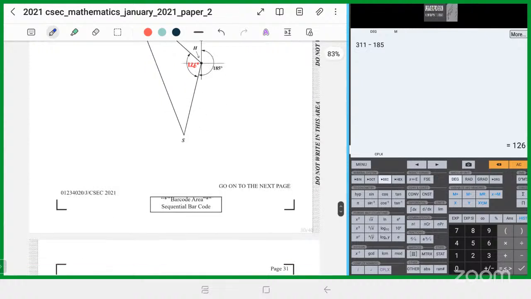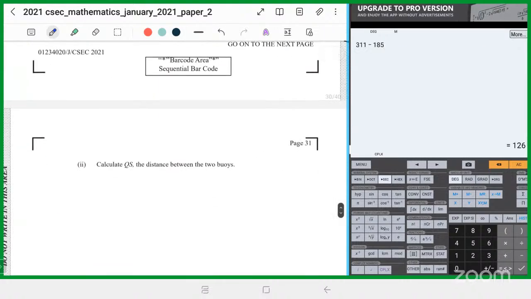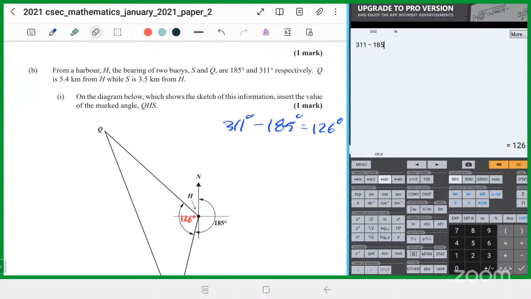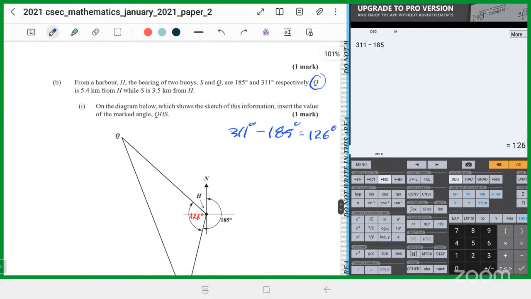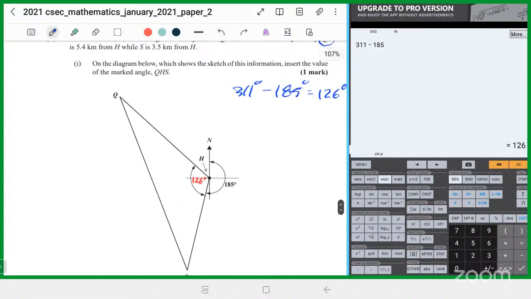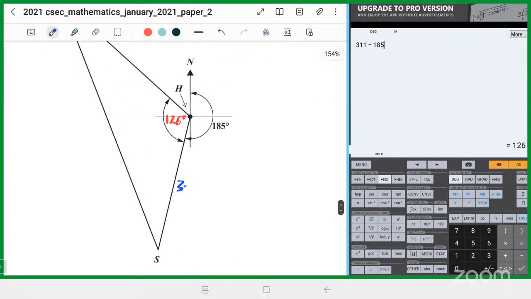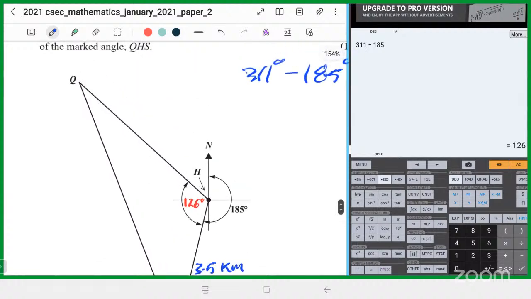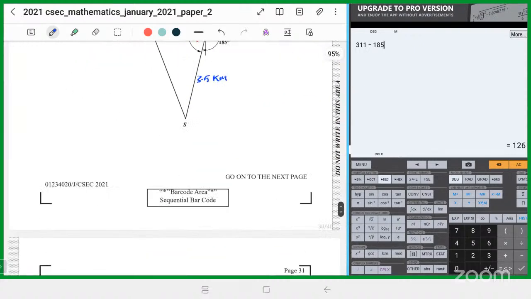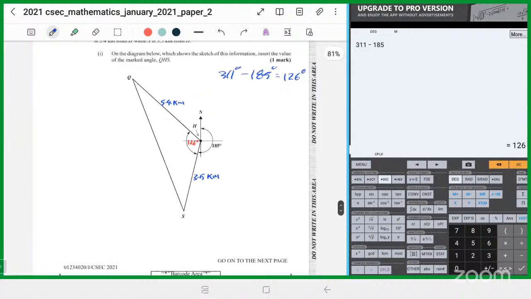Then they said we have to calculate the distance QS, the distance between the two buoys. They've given us some distances that I haven't put on the diagram. It says Q is 5.4 from H, and S is 3.5. So this one is 3.5 kilometers and this one is 5.4 kilometers. The question is asking for QS, which is now this side.